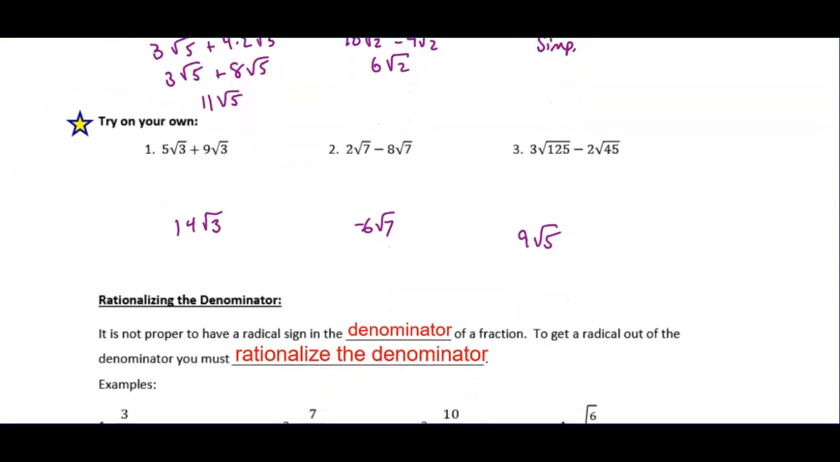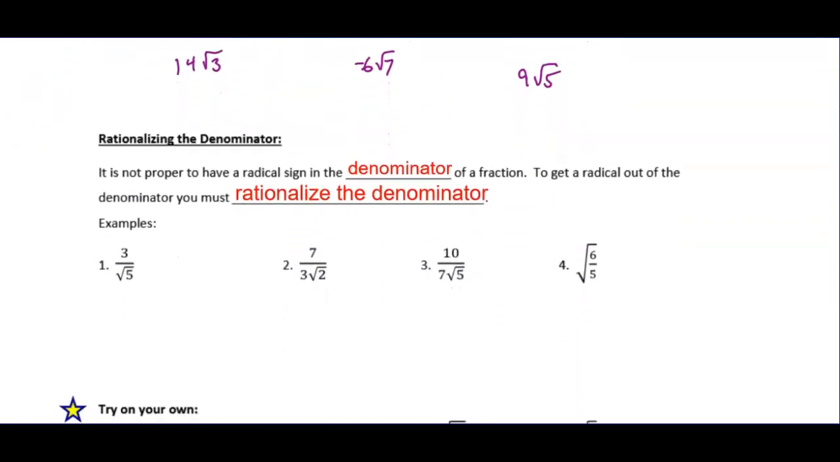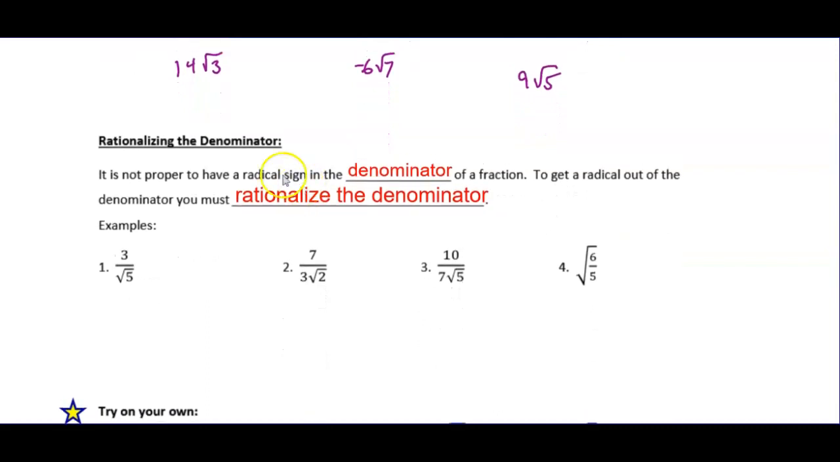All right, on to the last section here, rationalizing the denominator. So it's not considered proper to have a radical sign in the denominator of a fraction. So to get a radical out of the denominator, you have to rationalize it, which means take an irrational number and make it rational. So the procedure, it goes like this. Whatever root is in the denominator, that's the root you multiply by. And because we need to keep the fraction balanced, we need to multiply both top and bottom so that this fraction we multiply by is equivalent to 1.